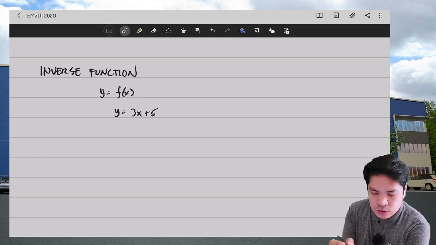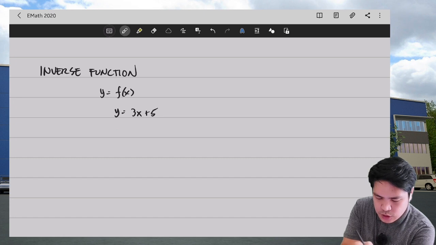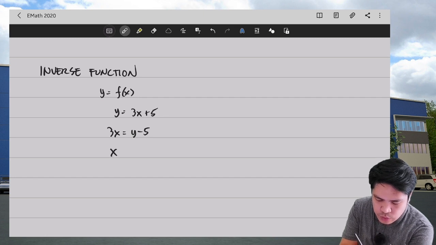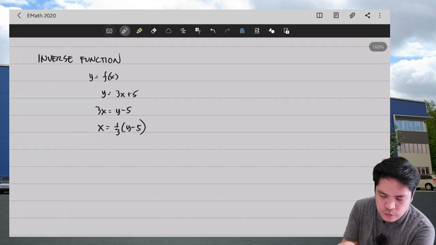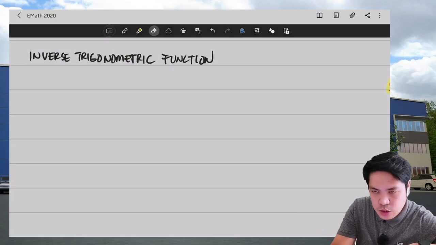So for example, we have y is equal to 3x plus 5. So therefore, the inverse of this function is just, let's just solve for x. So that would be 3x is equal to y minus 5. So x is equal to 1/3 of y minus 5. So this is the inverse of the function y. Okay, so ganun lang. So let's now proceed to inverse trigonometric functions.